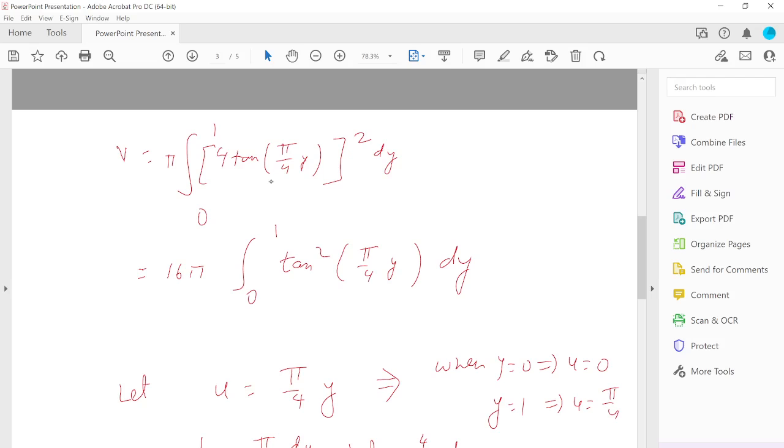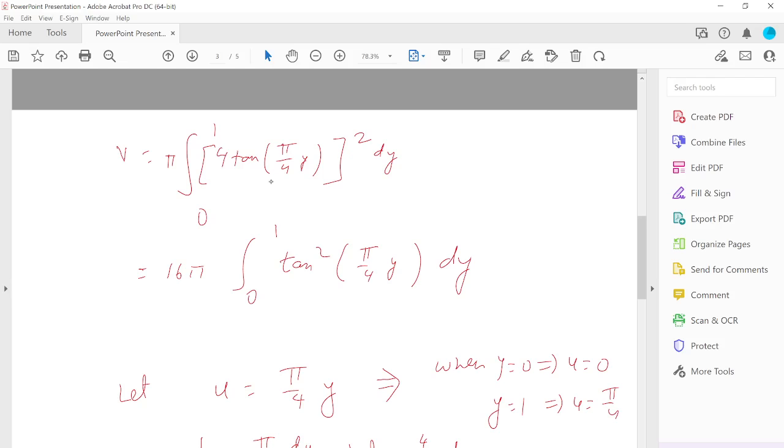r is given, which is the value of x. If you square it, that would be 16, and then there is a pi tan squared, and then this value inside. So here, to find the integration, we have to substitute for this internal thing. So I'm going to use u equals pi over 4 y. By doing that, I'm changing this limit of integration as well.